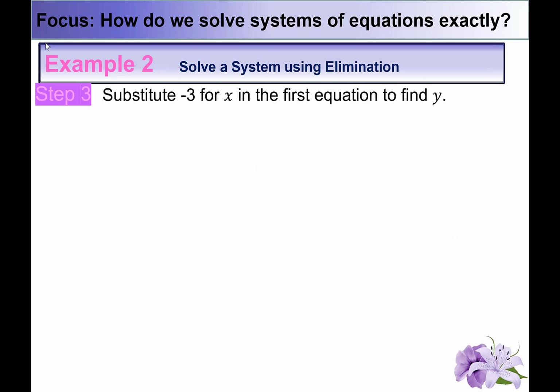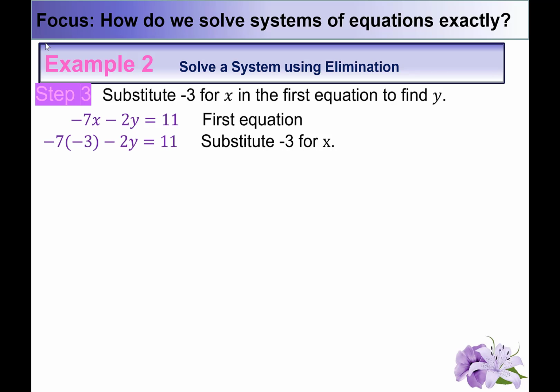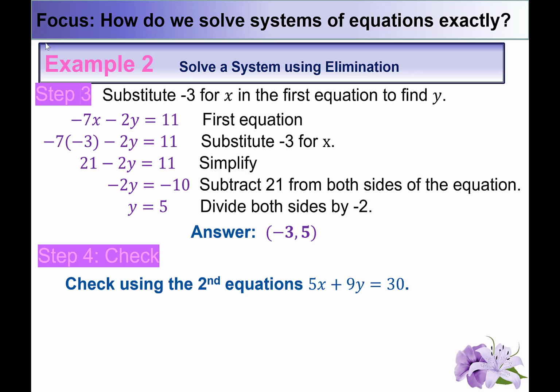Step 3. We need to substitute the negative 3 for x in the first equation to find y. Simplify. Negative 7 times negative 3 is 21. Subtract 21 from both sides of the equation. Divide both sides by negative 2, and we get a y value of 5. So the ordered pair solution for this equation is negative 3, 5.